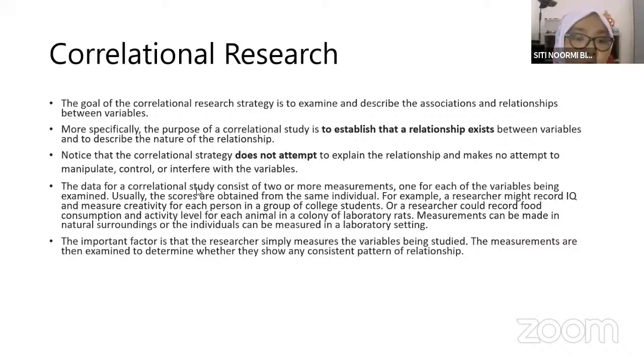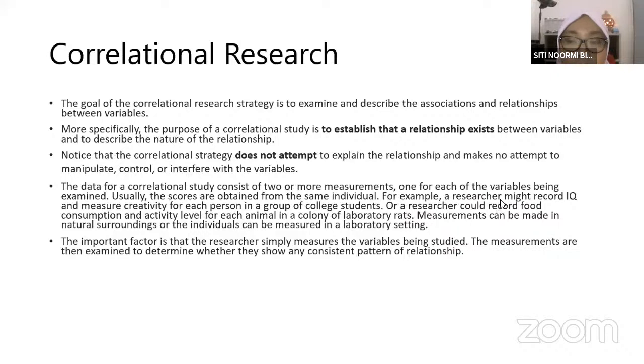Okay, so the data for a correlational study consists of 2 or more measurements. So basically in correlational, we have a minimum of 2, meaning that 1 for independent variable, second one for dependent variable. And then probably more, 1 for each of the variables being examined. Usually the scores are obtained from the same individual, meaning that we collect our data from similar individuals.